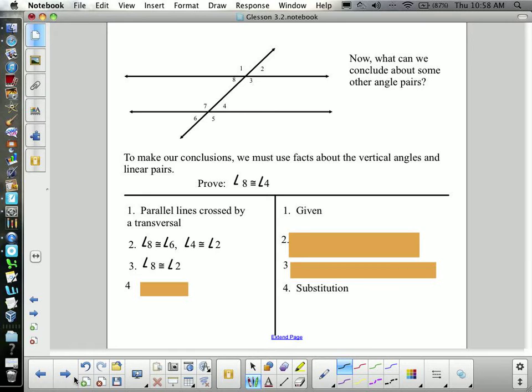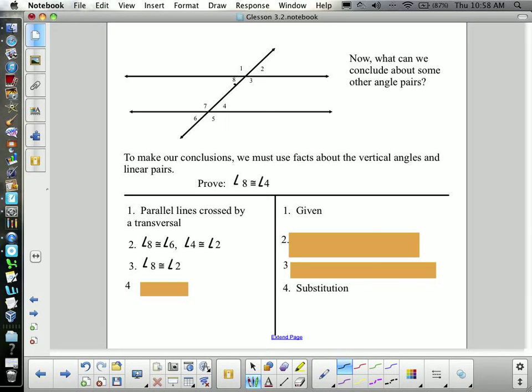Now, given that that's true, let's see what we can conclude about other sets of angle pairs. To make our conclusions, we use facts about vertical angles and linear pairs. So we're given parallel lines crossed by a transversal as drawn in the picture. That's our given. I said angle 6 is congruent to angle 8, and angle 4 is congruent to angle 2. Why is that true? What type of angle pair are they?